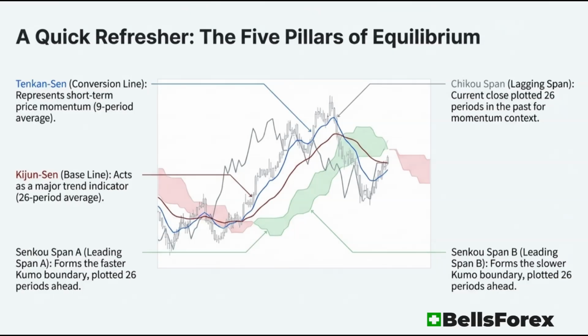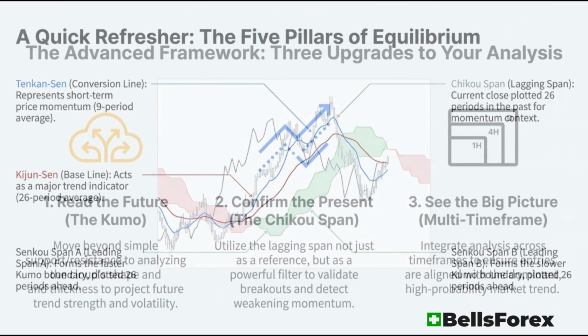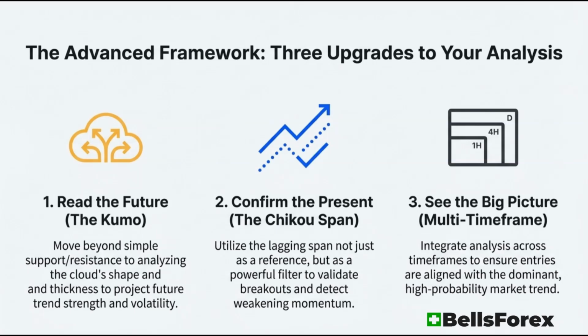Okay, so now we get into the cloud itself, the Kumo. This is where we start looking into the future. Right. The Kumo is formed by 2 lines, the Senkou spans. Senkou means leading. Leading span, makes sense. So Senkou span A is the average of the Tenkan and the Kijun. It's the balance point between that short-term and medium-term momentum. And here's the key. It's plotted 26 periods ahead. That's our first step into the future.